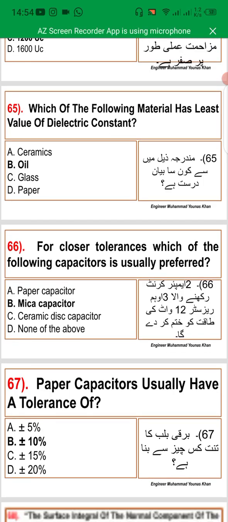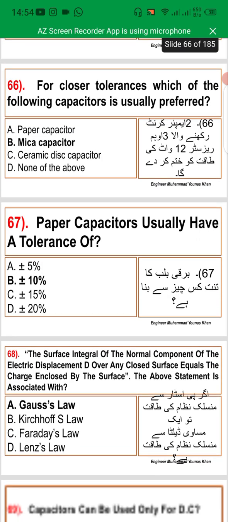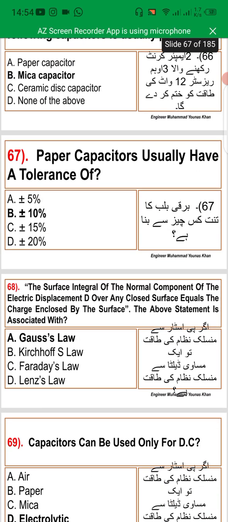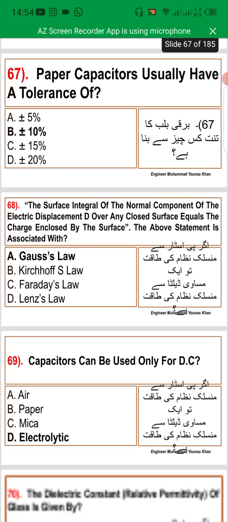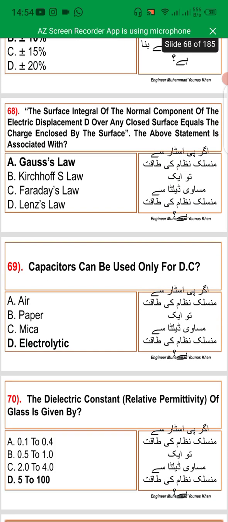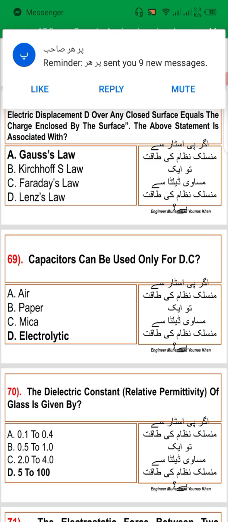Which of the following materials has the least value of dielectric constant? Oil. For closer tolerance, which of the following capacitors is usually preferred? Mica capacitor. Paper capacitors usually have a tolerance of plus minus 10%. The surface integral of the normal component of the electric displacement D over any closed surface equals the charge enclosed by the surface. The above statement is associated with Gauss's law.